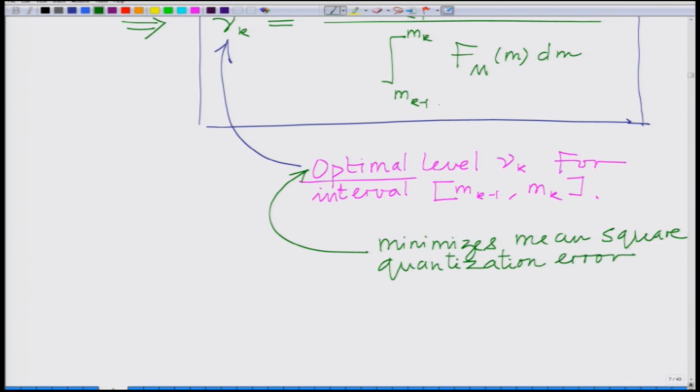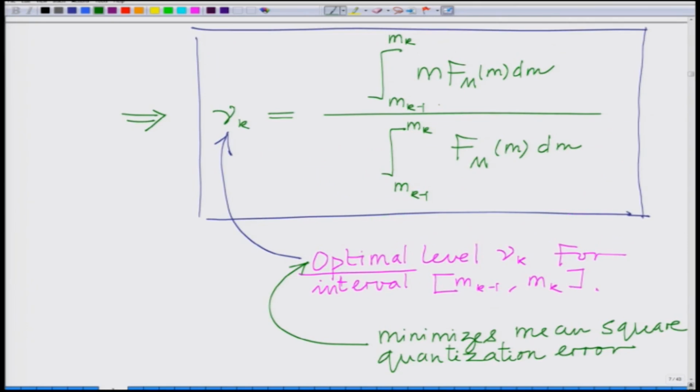And you can see this formula, which gives the optimal quantization level nu k. It is simply the integral from m k minus 1 to m k of m f of m, that is the weighted average of the probability density function in that interval, divided by the total probability mass, the integral from m k minus 1 to m k of f of m dm. Basically, it is the probability density function integrated between m k minus 1 and m k, which characterizes the total probability that the sample lies in that interval.